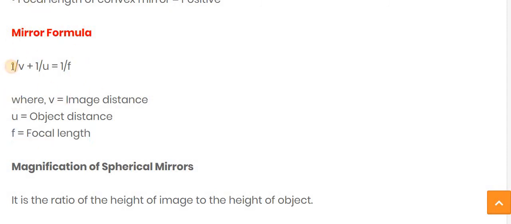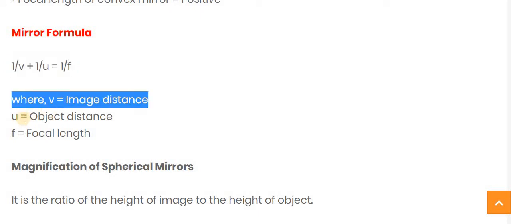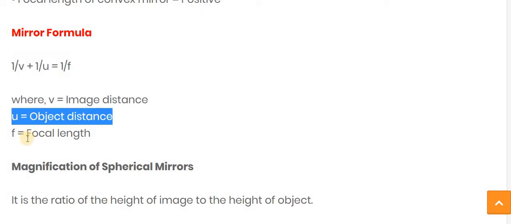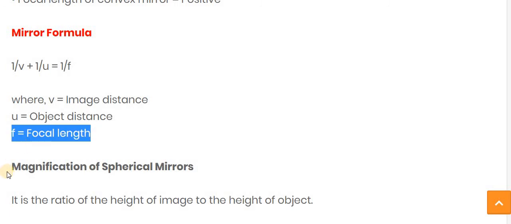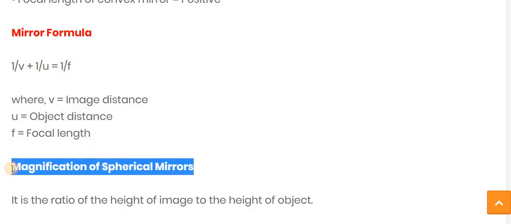Once more, it's a very important formula because most of the questions, most of the sums, we have to use this formula. So 1 by V plus 1 by U is equal to 1 by F, where V is equal to the image distance, U is equal to the object distance, and F is equal to the focal length.